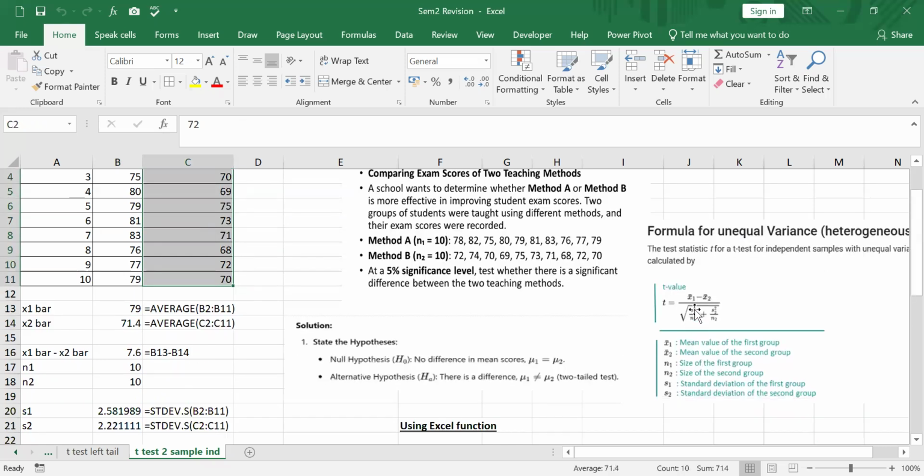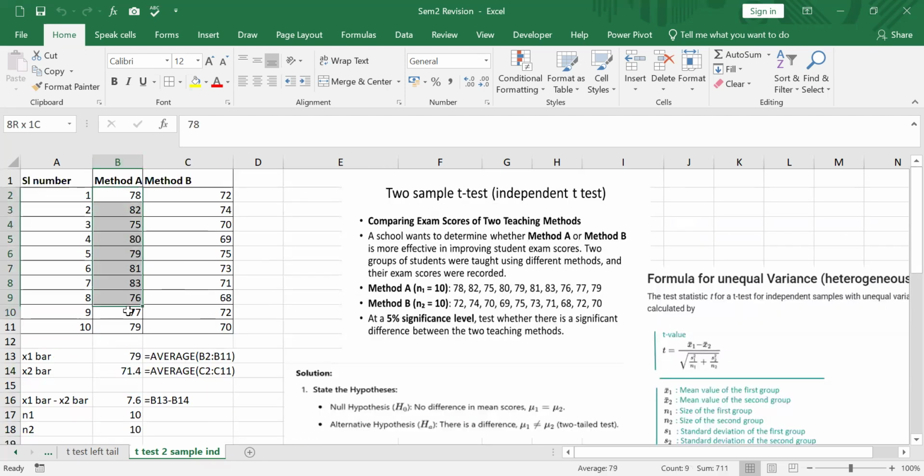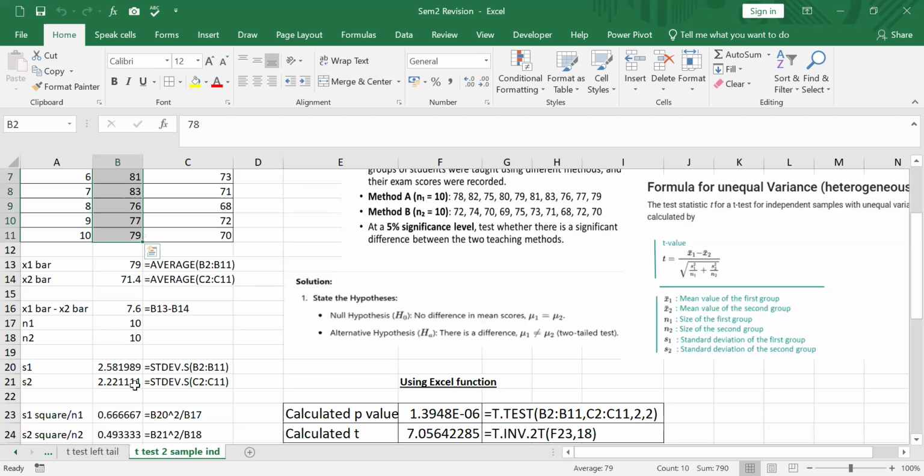And we get the numerator, x1 bar minus x2 bar, that is 7.6. N1 is given as 10, N2 is given as 10. S1 is obtained by the formula STDEV.S because we are talking about the standard deviation of the sample, and the range is from B2 to B11. Similarly for the other one.